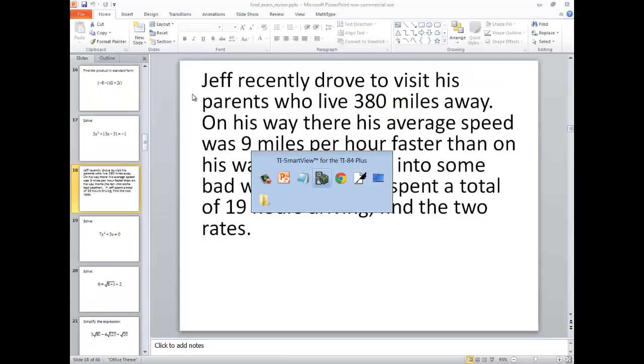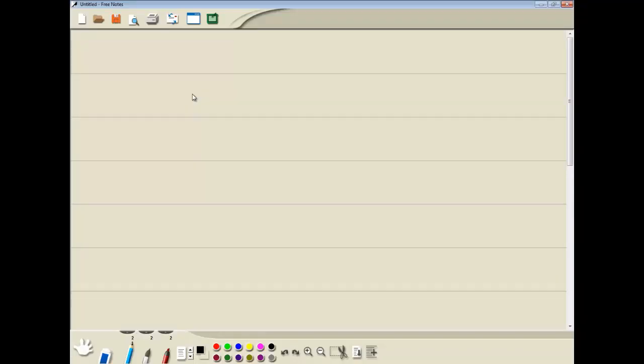Okay, so we're talking about home and the parents. And the problem says that he went there and then he returned home. Well, there's two types of distance problems we take a look at. The formula we're working with in both of them is distance is equal to r times t.